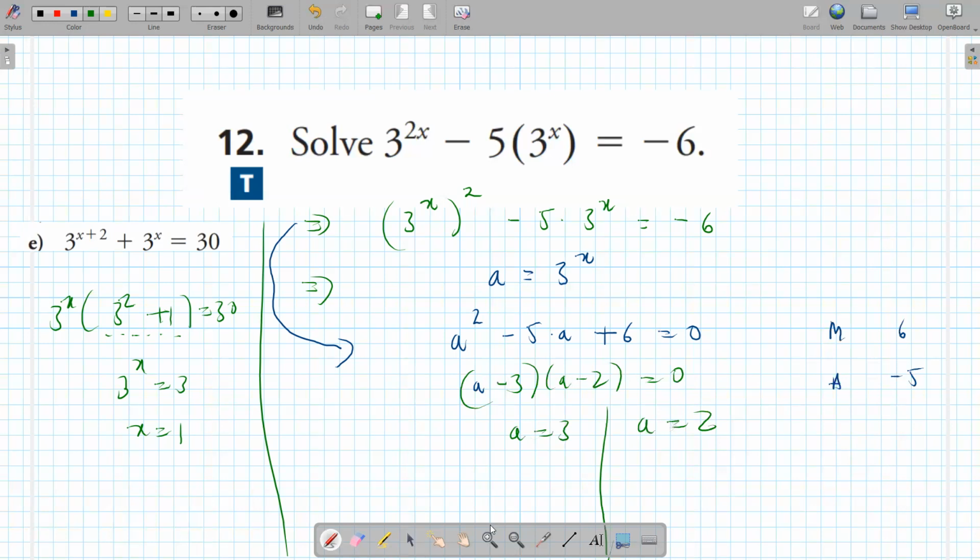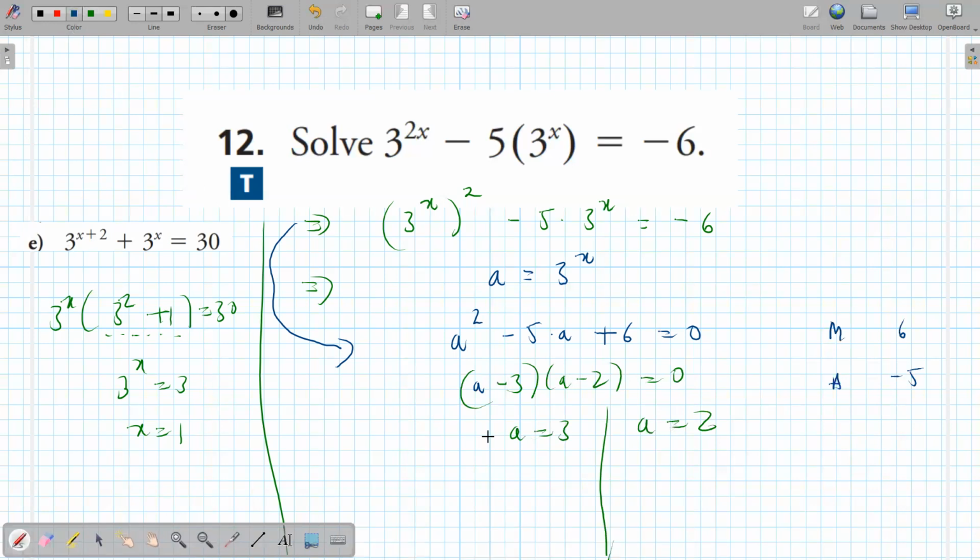But the question is not asking us to solve for a. The answer is asking us to solve for x. Now we're going to go back up here. 3 to the x equals 3, and 3 to the x equals 2. What's x equal to here if 3 to the x is 3? 1. The other one is slightly more difficult. You have to use logs. It's going to be log 2 divided by log 3. And there you go. Those are your two answers to this question. Okay?